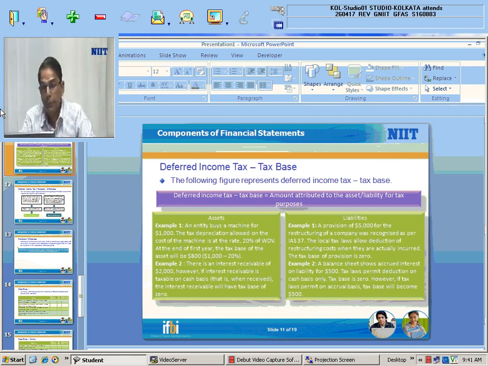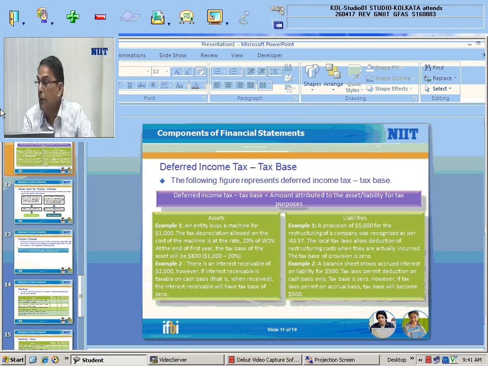Second example. A balance sheet shows accrued interest on liability of $500. Tax laws permit deduction on cash basis only. So it is on the liability side of the balance sheet, showing accrued interest on liability at $500. Now the tax law permits deduction on cash basis only.